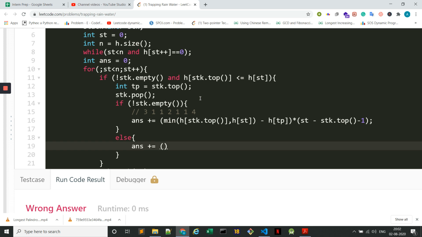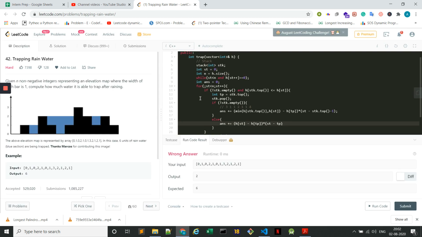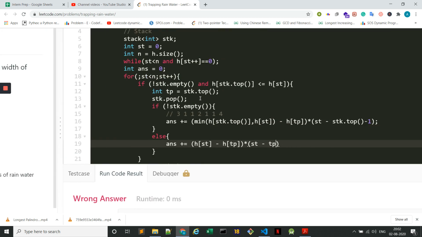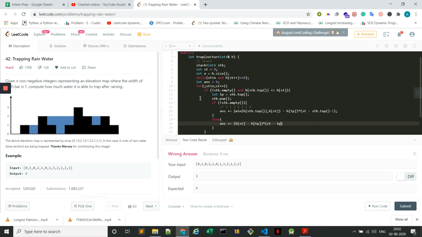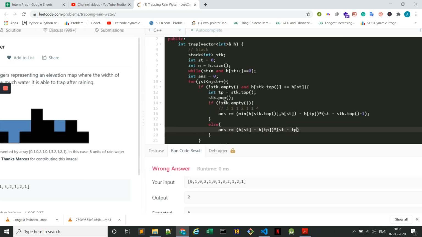Because h of st is the right foundation, so they will contribute into the answer. And what they will contribute is the minimum. So we do not have any minimum. It is straightforward: h of st minus h of tp and into st minus index of tp, right? And yeah, no, I think this is wrong. This is wrong. Yes, this is wrong. Why?